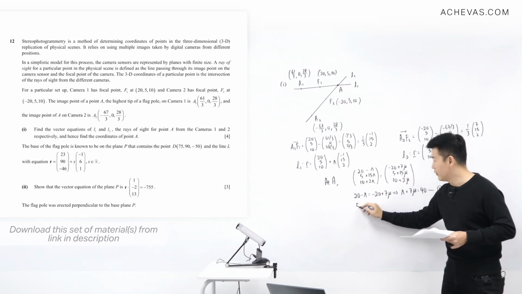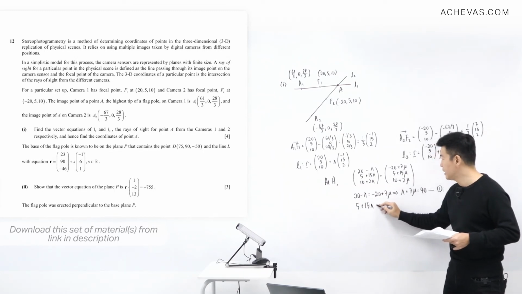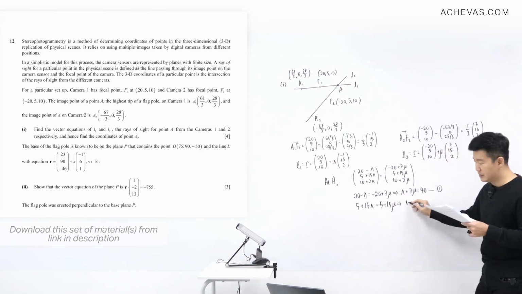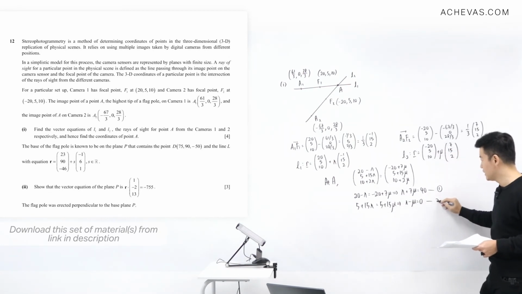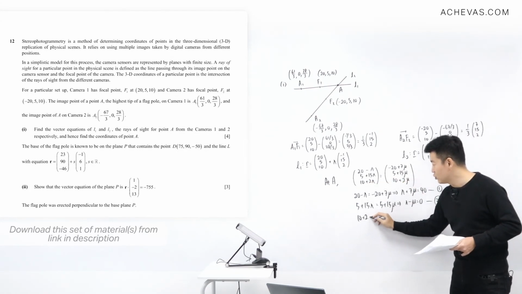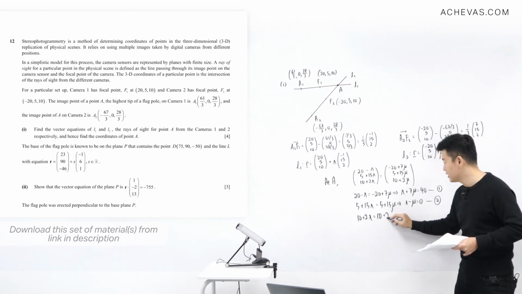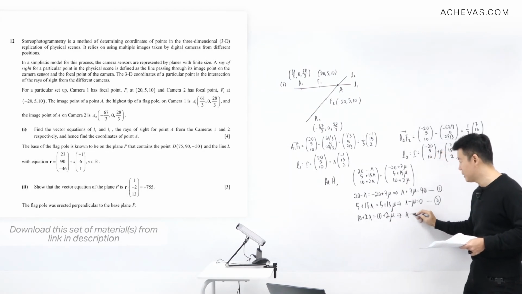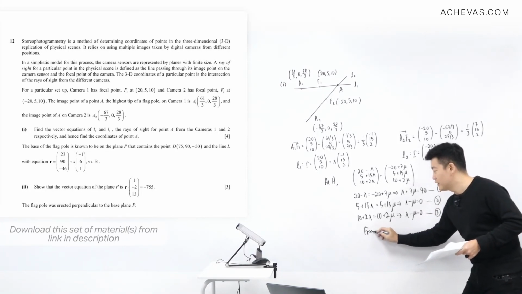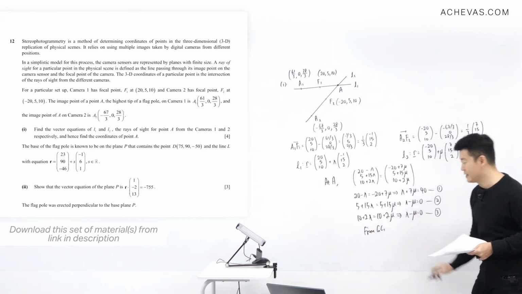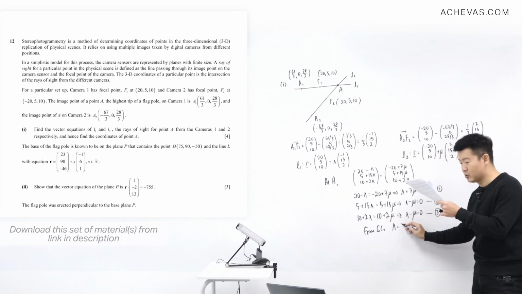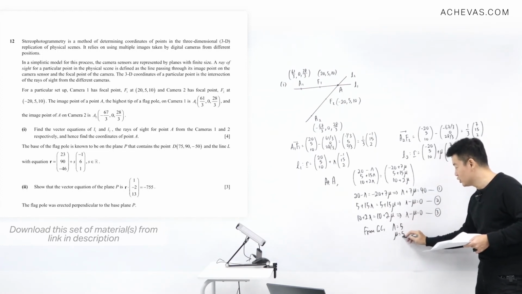Second row, we have 5 plus 15 lambda is equal to 5 plus 15 mu. This tells me that lambda minus mu is equal to 0. This forms equation number 2. The last row, 10 plus 2 lambda is equal to 10 plus 2 mu. This similarly gives me lambda minus mu is equal to 0, equation number 3. I can either solve them manually or simply press this into our graphing calculator. So from my calculator, I get lambda equal to 5 and mu also equal to 5.